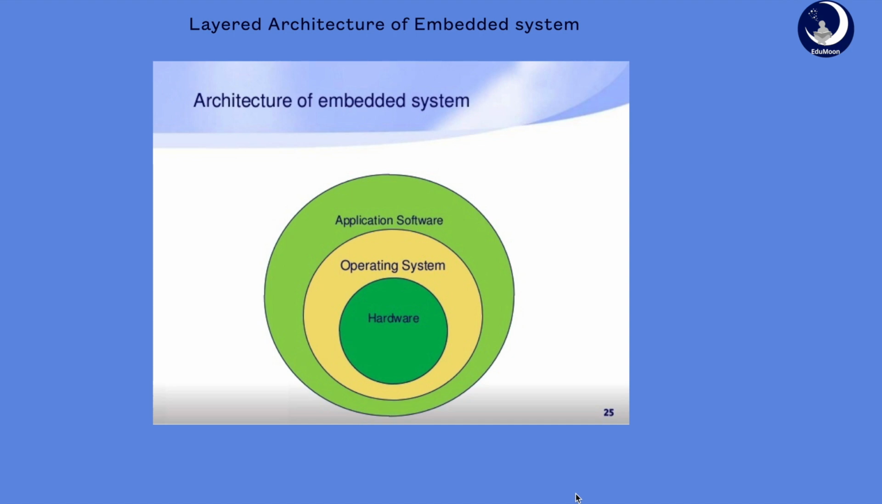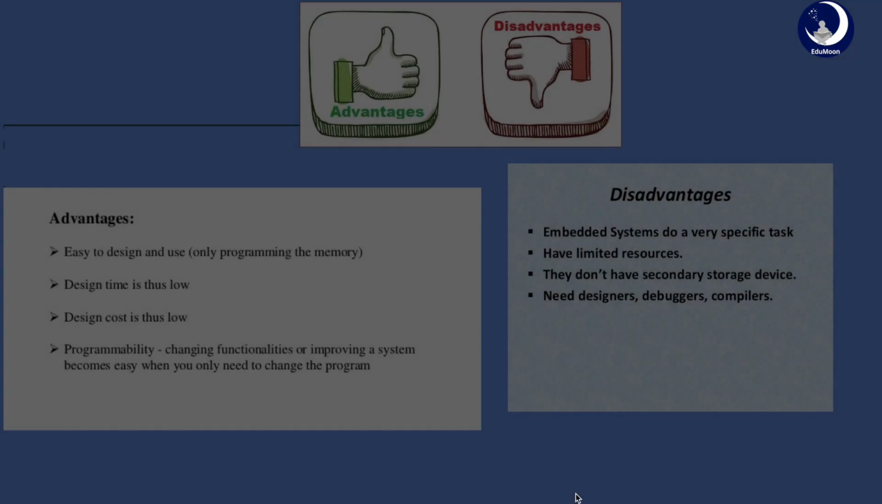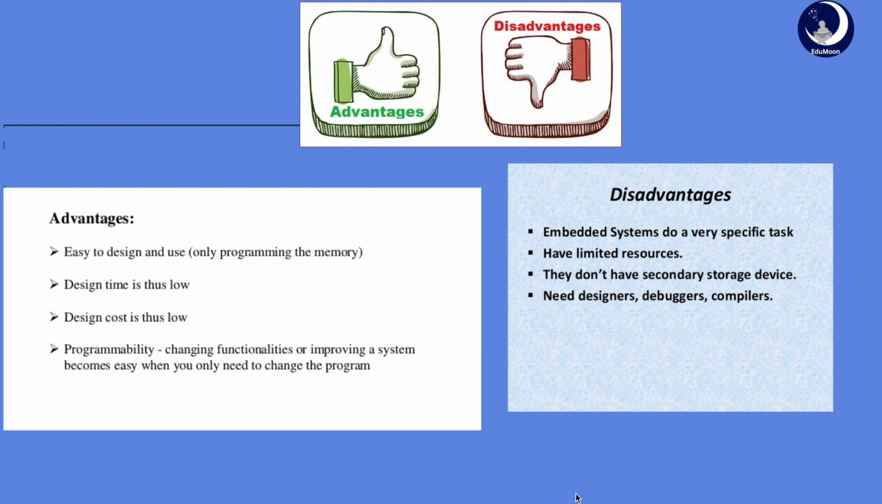Now let's understand some of the advantages and disadvantages of an embedded system. It is easy to design. The design time is very low and the cost is also low. The most important advantage is programmability. That is, to improve your system, all you need to do is change the program, that's sufficient. You don't need to change the hardware. A very good example for this is the mobile phone, because every time we get a new update, we just download the update and install it. We don't change our phone or our hardware every time, right? We only update it. That refers to programmability, a very important advantage of an embedded system.